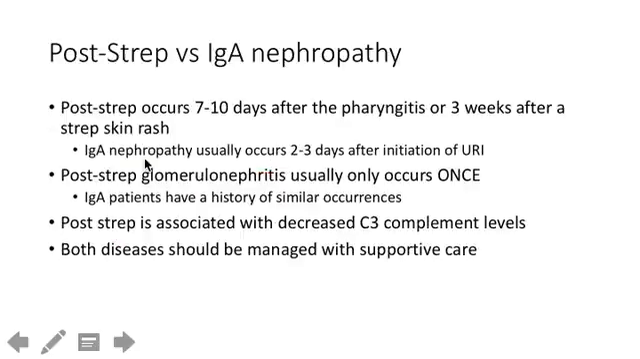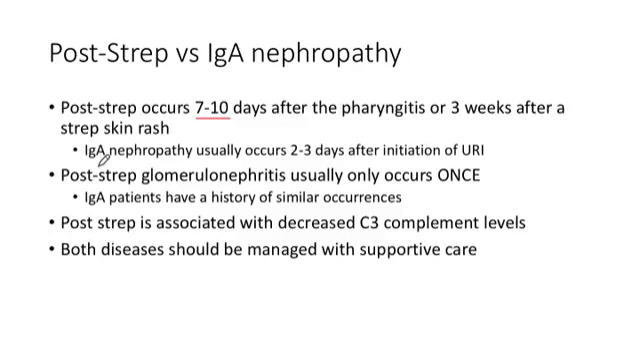So first thing, somebody had a URI, and a few days later they come in and now they've got red urine and hypertension. So post-strep versus IgA. How do we differentiate them? I think this is a pretty good summary of it right here. If it's strep, it's usually about 7 or 10 days afterward, whereas with IgA nephropathy, the hematuria usually starts during the course of the URI.